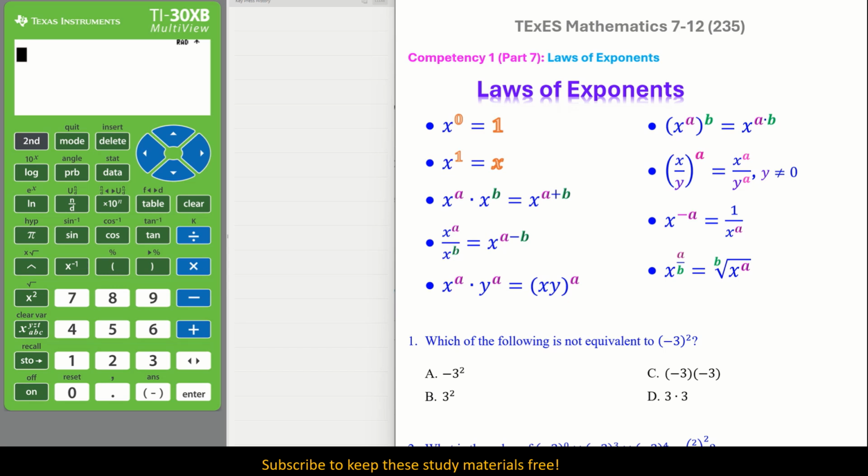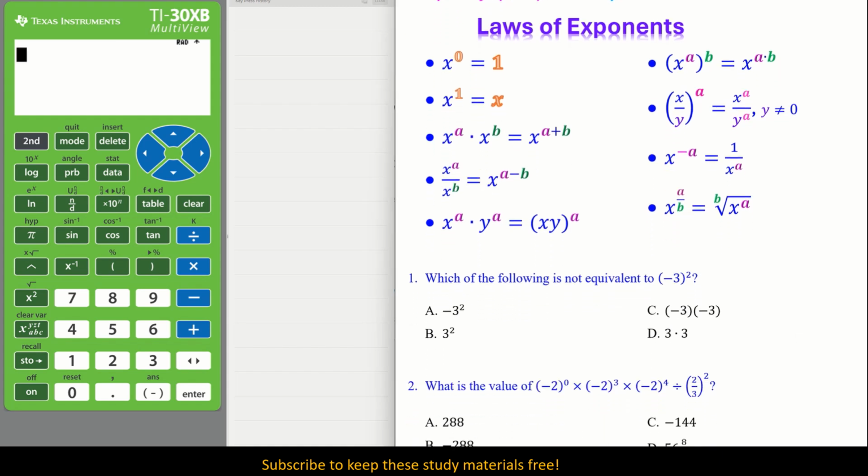Before we begin, please note the laws of exponents. They're called laws or rules. Here we have listed 9 of them. They are extremely important. If you are not familiar with these laws, or rather rules, please stop the video and take another look and become more familiar with them.